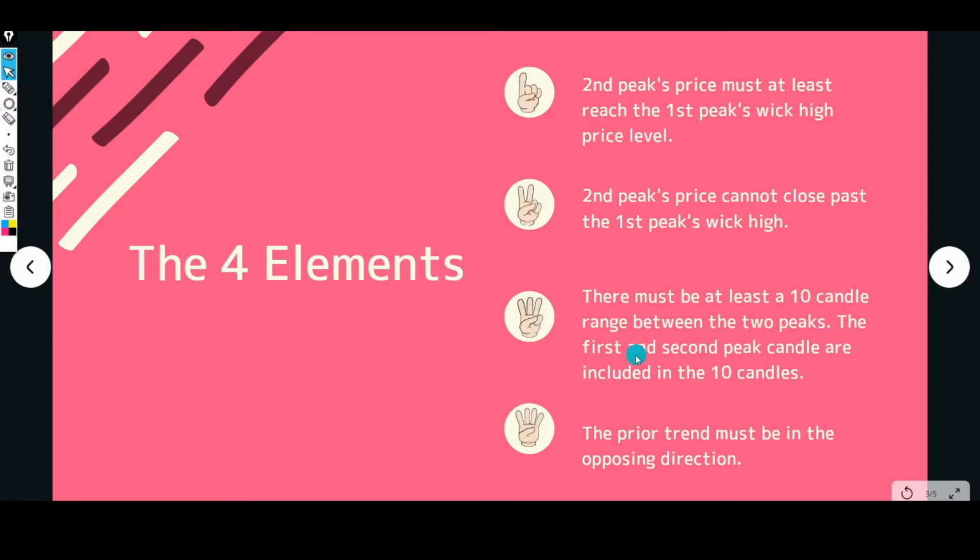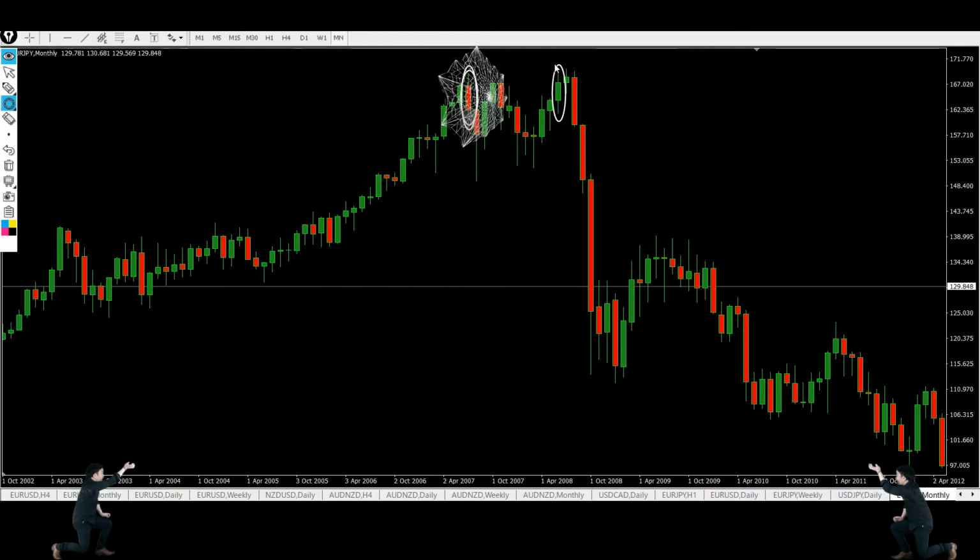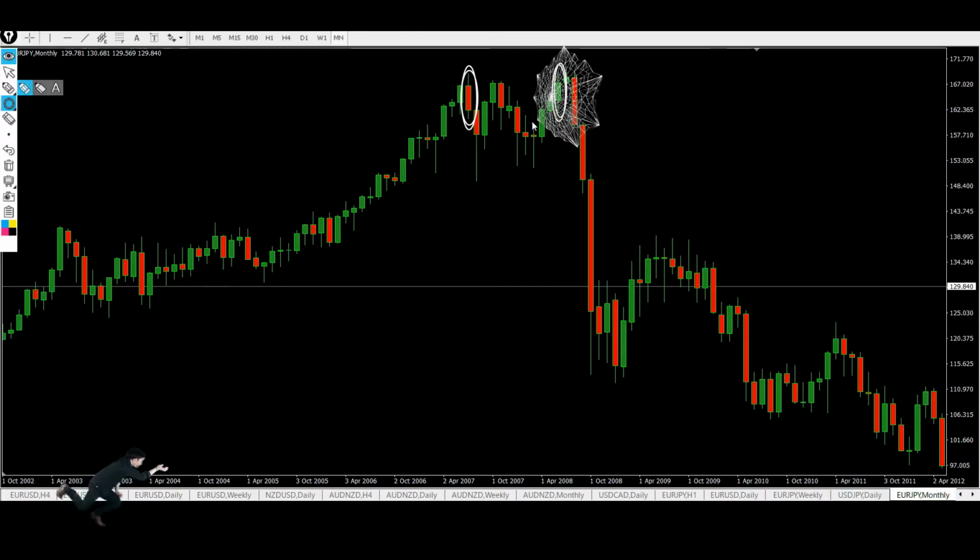Okay, and the first and second peak candles are included in the 10 candles. So when we count how many candles are between the first peak and the second peak, we also include the first peak and second peak in that count. So it should be counted as follows. 1, 2, 3, 4, 5, 6, 7, 8, 9, 10, 11, 12. We include the first peak candle and the second peak candle. So we have more than 10 between the 2 peaks. So we cleared number 3 also.